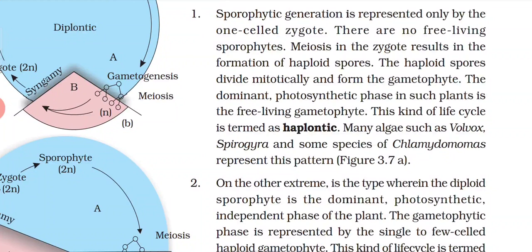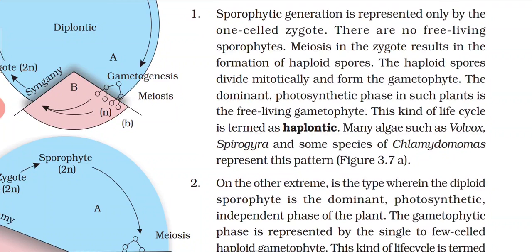Now the dominant photosynthetic phase in such plants is the free living gametophyte, and this kind of life cycle is termed haplontic. The zygote is the only sporophytic generation. After that, meiosis will occur and it will produce haploid spores. These haploid spores, after mitosis, will produce the photosynthetic dominant gametophyte, and this gametophyte is free living, and that is why this complete life cycle is known as haplontic.